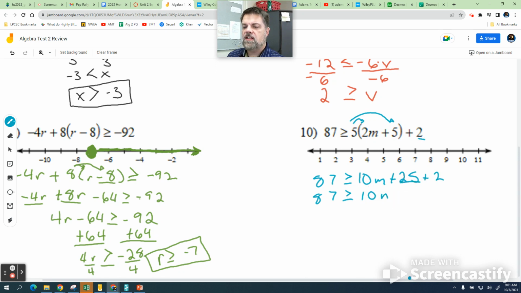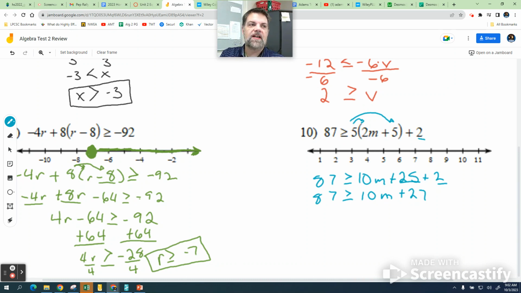So then the next line is 87 is greater than or equal to 10m plus 25 plus 2. I'm going to combine like terms. What's 25 plus 2? 27. So I'm going to stop there because I realize I'm going kind of fast. You guys are just looking up, writing stuff out. So let me slow down a minute. Give you guys a chance to digest it.